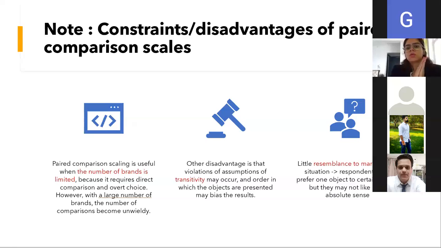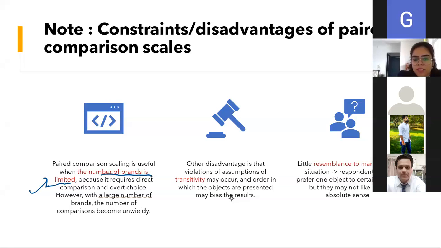There are certain constraints, or say disadvantages, of paired comparison scaling. First, paired comparison scaling is useful when the number of brands is limited. For example, if you have 30 brands and you are doing paired comparison, just calculate the number of scaling decisions you have to make: n into n minus 1 by 2, 30 into 29 by 2. That many scaling decisions. So use this method when you have fewer brands.